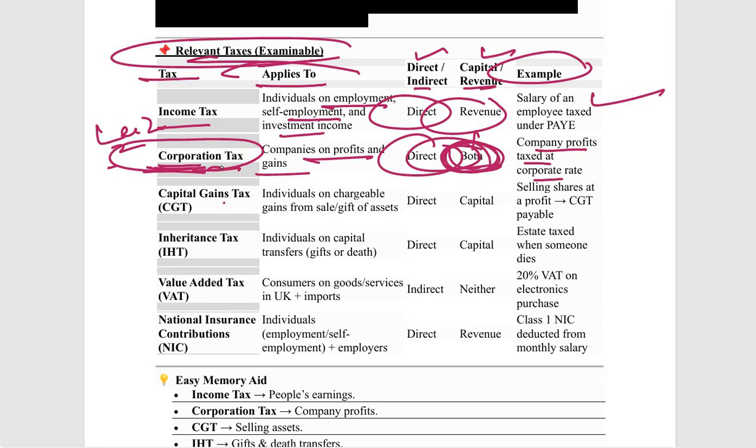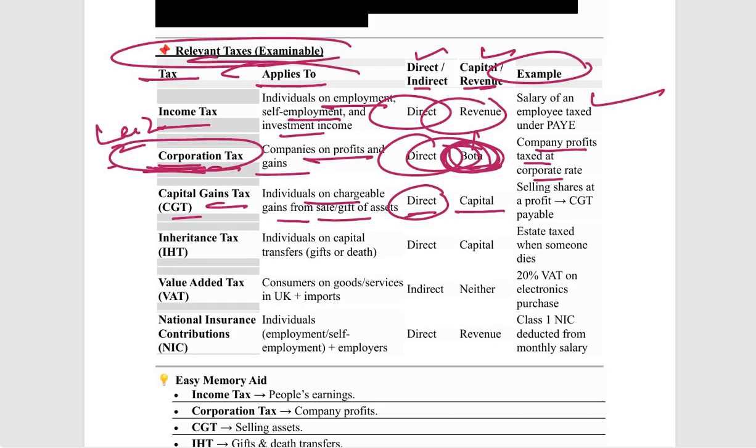Then you will have capital gains tax, CGT. This is for individuals when they sell or gift an asset at a profit. It is an individual's chargeable gain from the sale or gift, and it's a direct tax. And it is clearly a capital tax because it's about gain on assets. So selling shares at a profit, that is CGT payable.